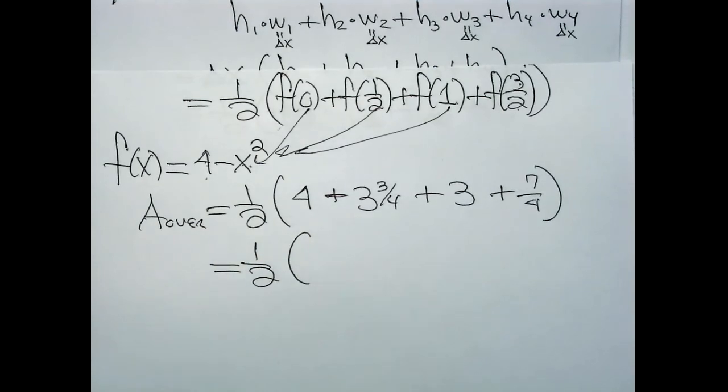Okay, we add this together. What we get is 4 plus 3, I'm sorry, plus 3 plus 7/4, and then ultimately divide that by 2.